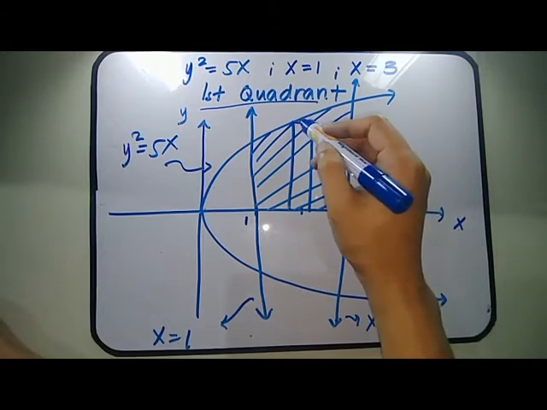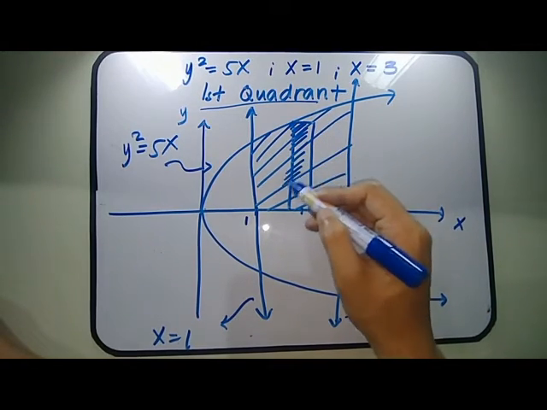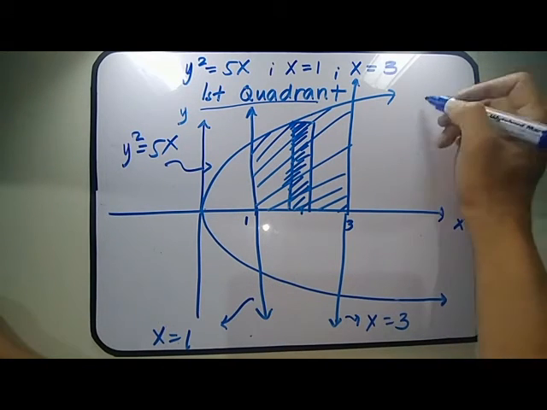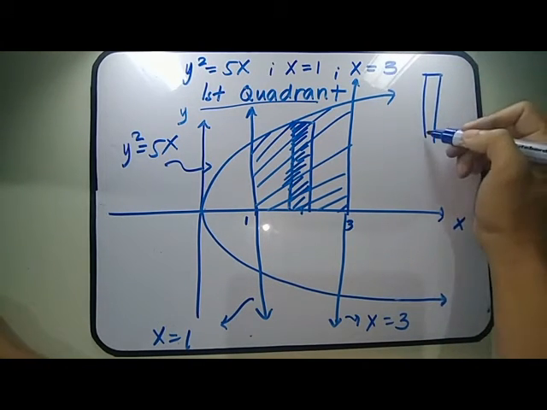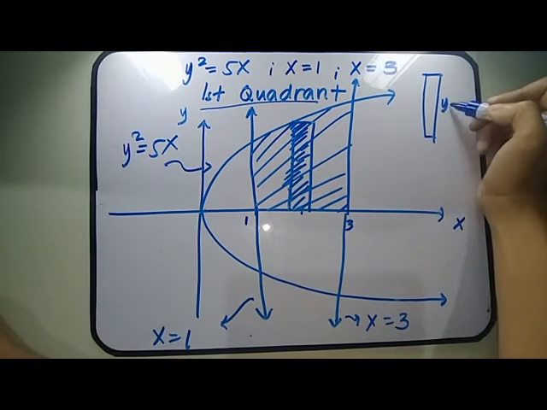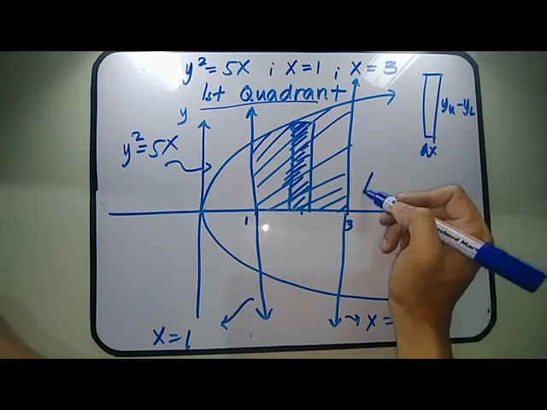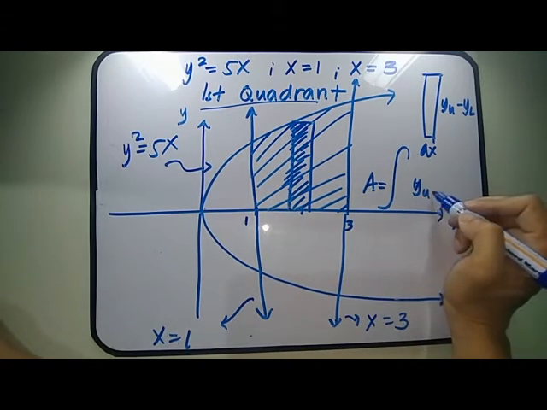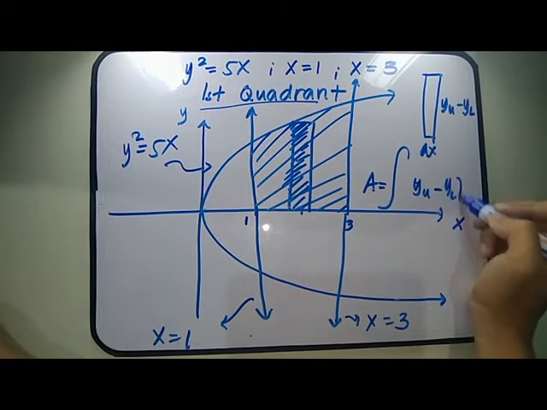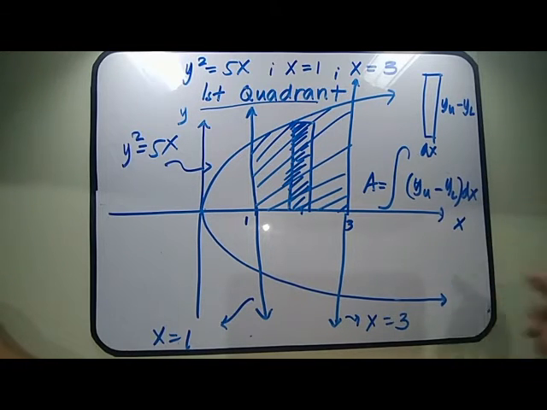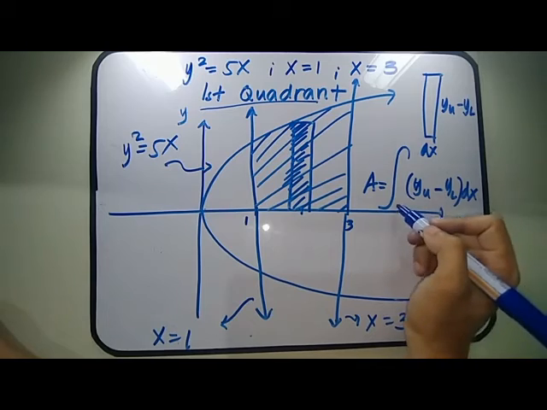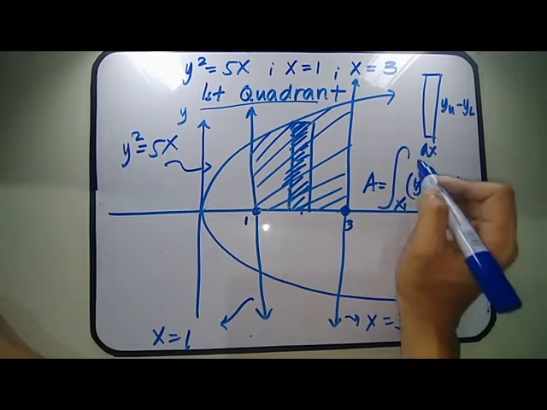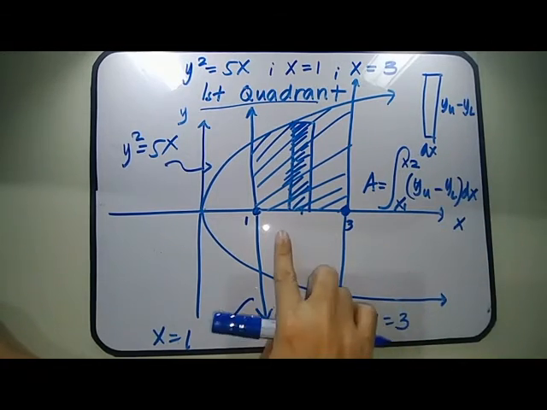We have decided to get a vertical rectangular strip. Same process, guys. Area is length times width. Your length will be y upper minus y lower. We have here the width, differential of x. So area is the integral of length times width, that is y upper minus y lower, differential of x. From differential of x, therefore your limit must be in the x-axis. So that is x sub 1. Here it is evident that x sub 1 is 1 and x sub 2 is 3.